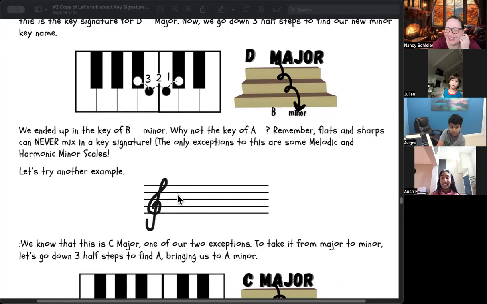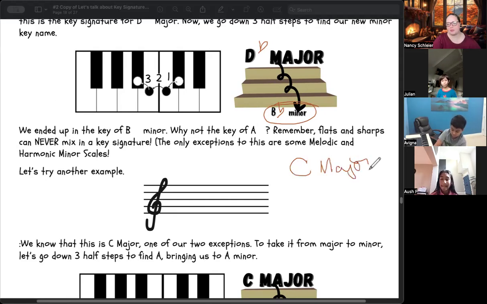I thought that was going from D major, but then I saw the B minor at the bottom of the staircase. Oh, very good. Yeah, it's kind of small. Okay, let's take a look at this one. This is one of our 2 exceptions. What is this major? Julian. D major.